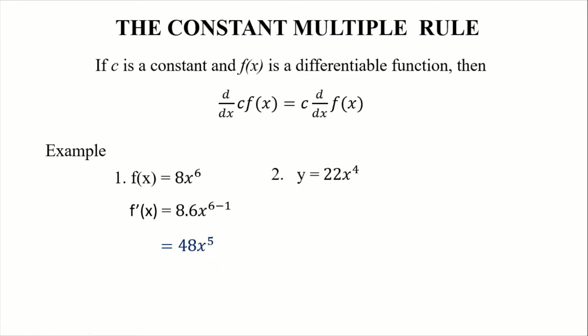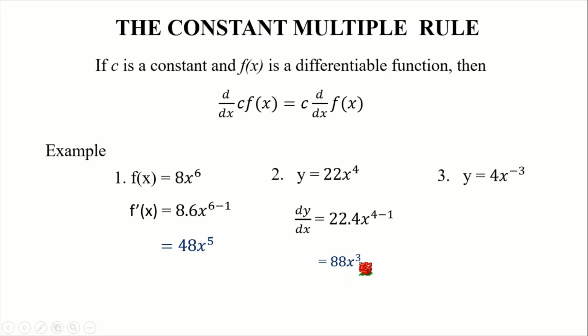Right? Another example is y is equal to 22x raised to the 4th power. So again, bring down natin yung power and multiply natin get 22 and then let's reduce 1 dito sa kanyang exponent. So we have 22 times 4 x raised to the 4th power minus 1. So 22 times 4, that is 88. So 4 minus 1 is 3. Therefore, the derivative of y is equal to 22x raised to the 4th power is equal to 88x cubed.